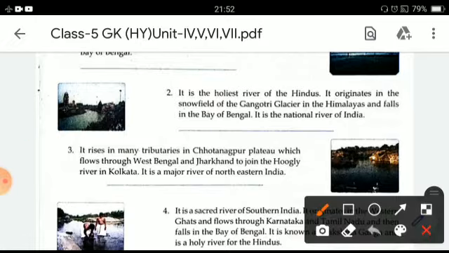Then it rises in many tributaries in Chota Nagpur Plateau, which flows through West Bengal and Jharkhand to join the Hooghly River in Kolkata. It is a major river of north eastern India, and the river's name is Damodar.